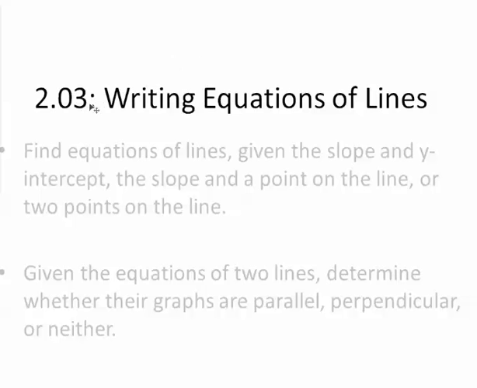So today we're going to take up 2.03, writing equations of lines. We're going to be given a point, or the slope, or 2 points, or something like that, and we're going to have to write the equation for a line. And then, given the equations of two lines, determine whether the graphs are parallel or perpendicular or neither. That's why I had perpendicular cars there. Okay, well, maybe that'll make a little bit more sense when we get down to it.